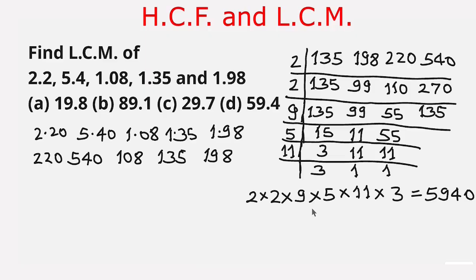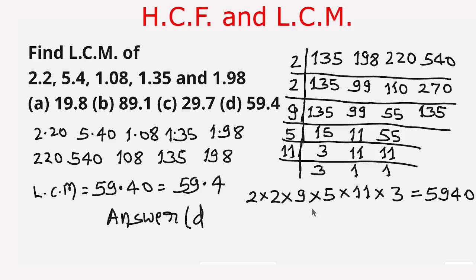Now we have to put the decimal, as the numbers had 2 digits after the decimal. So we will put the decimal leaving 2 digits from the right. 5940 will become 59.40. 59.40 is 59.4. And from the given options, our answer is option D, 59.4.